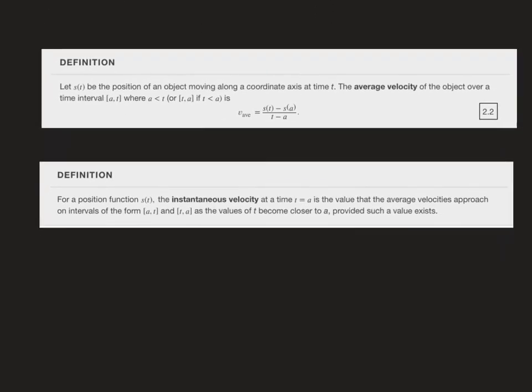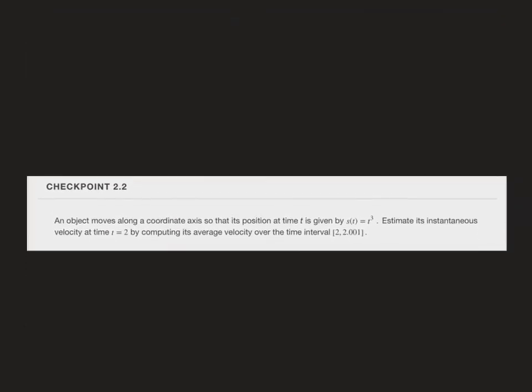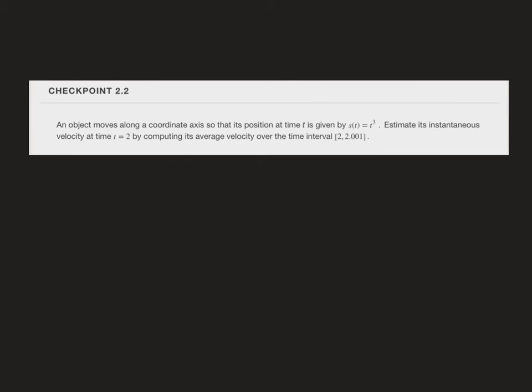Now I'll scroll down and we can look at an example using that concept. An object moves along a coordinate axis so that its position at time t is given by that formula, s of t, which I'll write down here: s of t is equal to t to the third power. We're not talking about the graph. That represents the position of this object at any time t. It says to estimate its instantaneous velocity at t equals 2 by computing the average velocity over the given intervals.